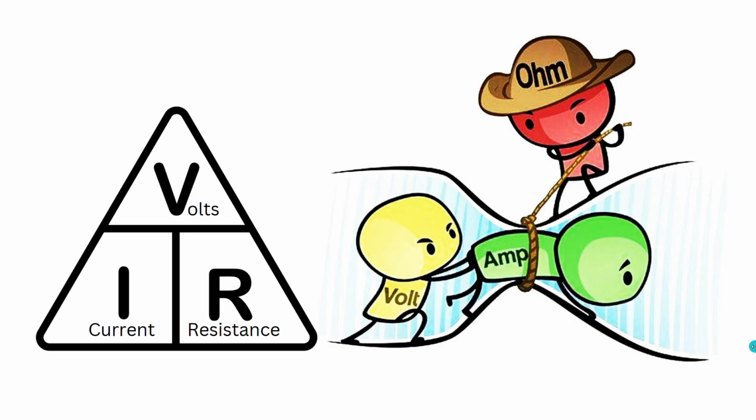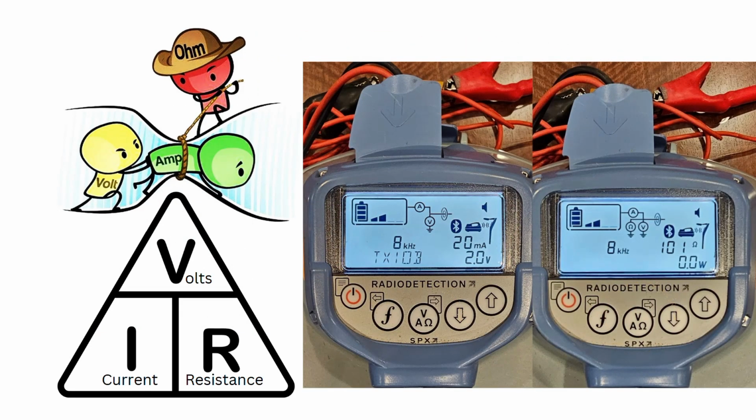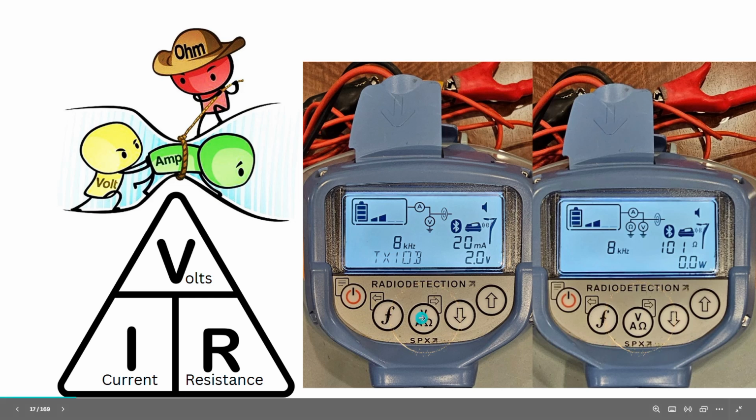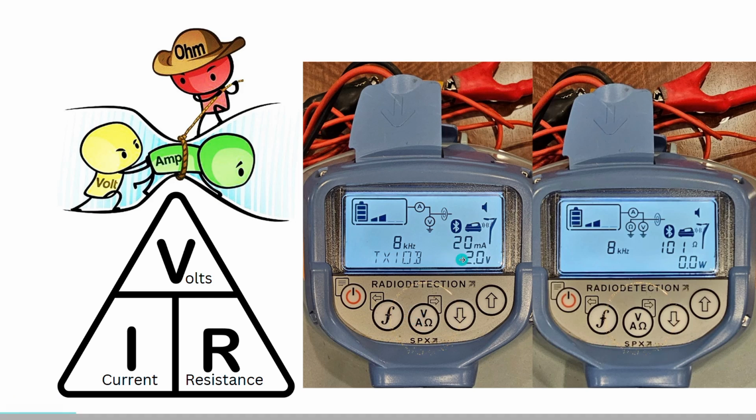So if we look at our transmitter, you'll have a voltage ohm key at the very bottom, and you're able to see the milliamps, the volts, and the ohms. If you look at the 20 milliamps, it's requiring 2 volts in order to get that 20 milliamps to go out because of the resistance. We have 100 ohms of resistance.